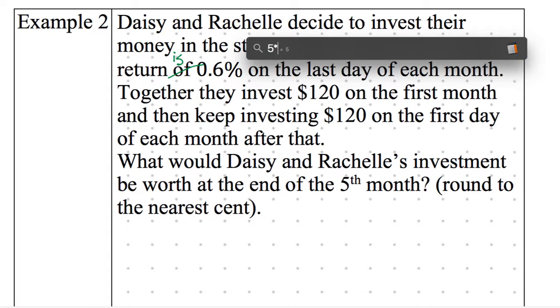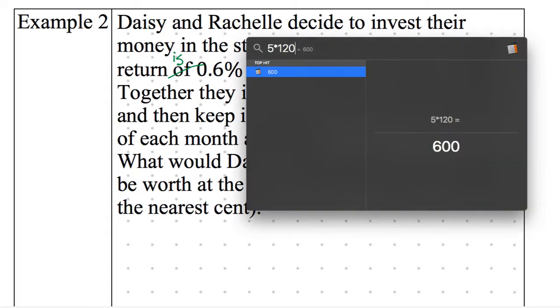So 5 times 120 is 600. You're both going in on the stock market together. How much is going to be in your joint bank account? It's not that much more than 600. So guess between 600 and 650. What's your guess for the answer for this example?